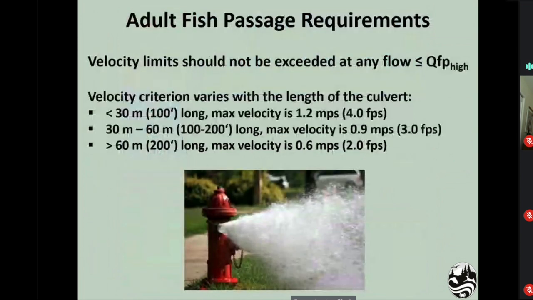So this is giving you more of the protocol on these flows. I'm going to move a little bit faster through this, but it gives you a sense of the velocity. And there's a fire hydrant picture. There are times when fish can pass through these as adults, but not juveniles. And also different species have different swimming abilities in terms of fighting against the velocity.